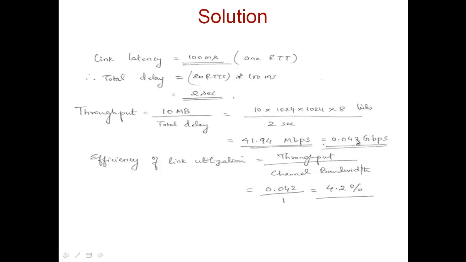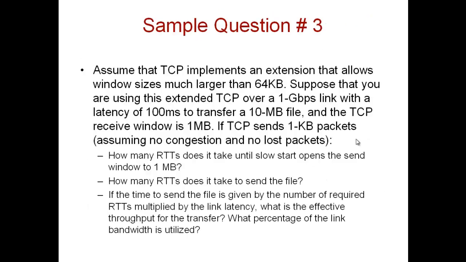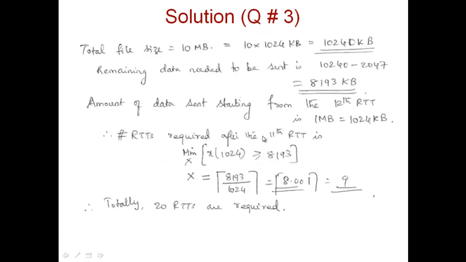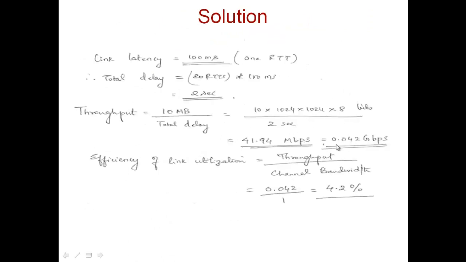So why I converted to gigabits per second: the bandwidth of the channel or the link is in gigabits per second, which is 1. So this is the throughput, and the bandwidth is 1 gigabit per second. So the efficiency of the link utilization is throughput divided by the channel bandwidth, which is 0.042 divided by 1, so it is just 4.2%. So if you look back at this, you see the bandwidth is not used efficiently at all. It's just 4% of usage.